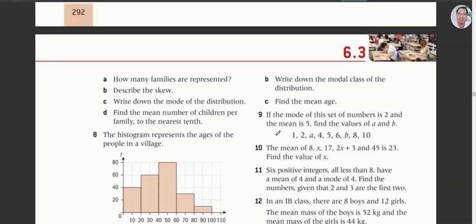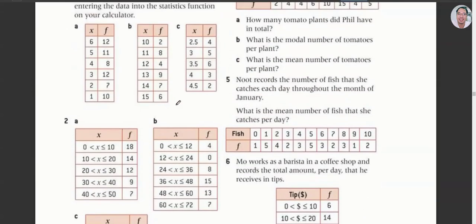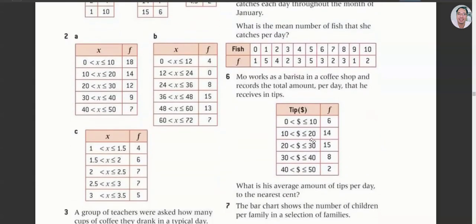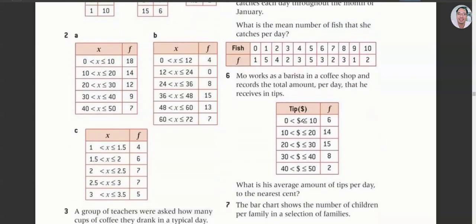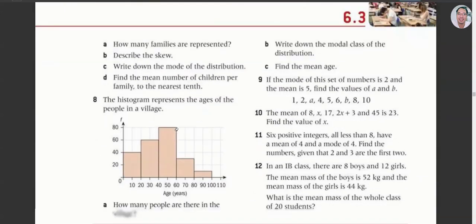One more question about this. It's just about the mean. A record of the number of fish that a man catches each day throughout the month of January. What is the mean number of fish caught per day? Okay, so enter in the first list the number of fish here, and secondly the frequency, and then let the calculator do the rest. Enter the average value of each group.